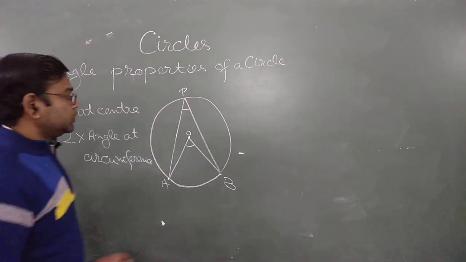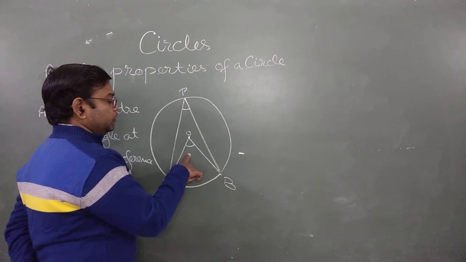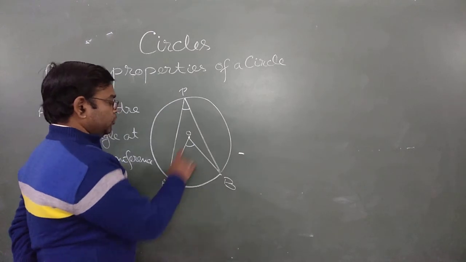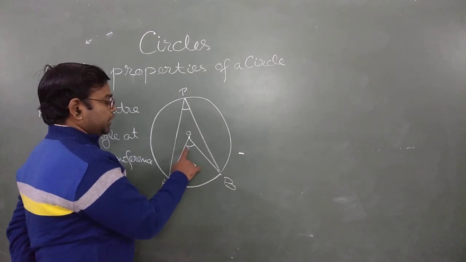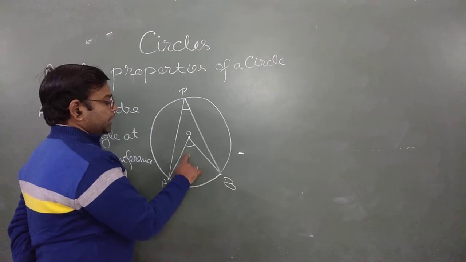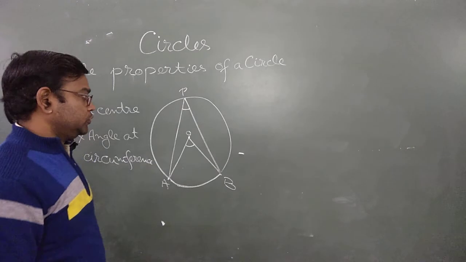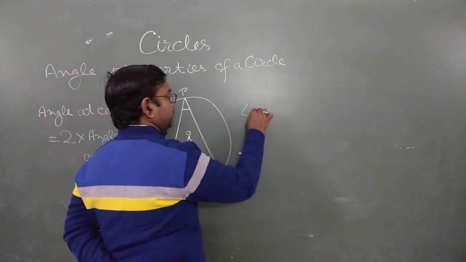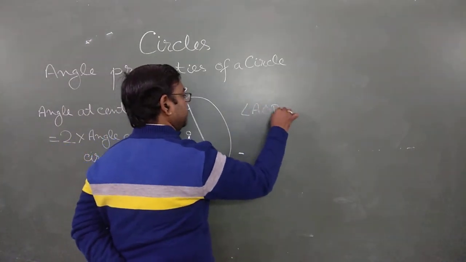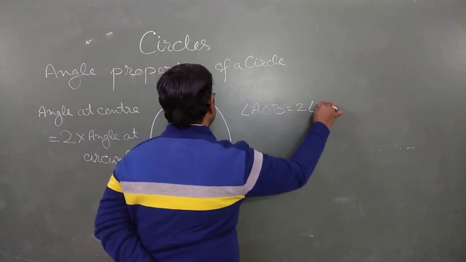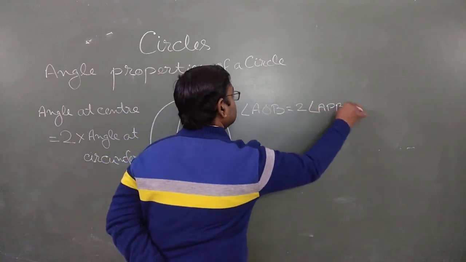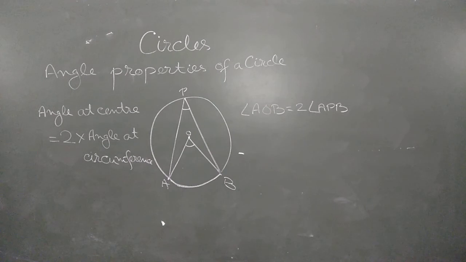If the value of angle AOB is x, then the value of angle APB must be x upon 2. This is your mathematical relationship. This will make it clearer: angle AOB equals 2 times angle APB.